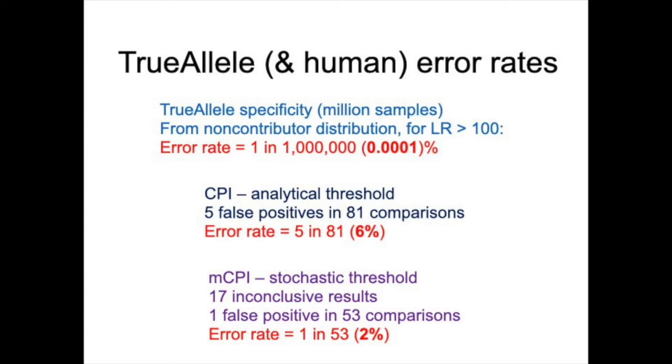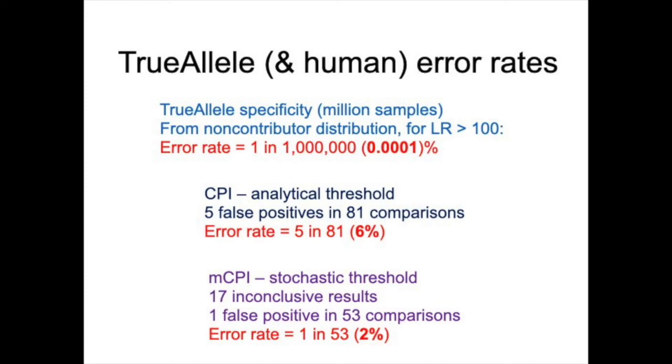Well, their analysis found 5 false positives in 81 of the 100 comparisons that we studied. They agreed the computer was right. That gives us an error rate of 5 in 81, or about 6%. So that's an error rate. So when a result is reported, you're getting 6% false positives.